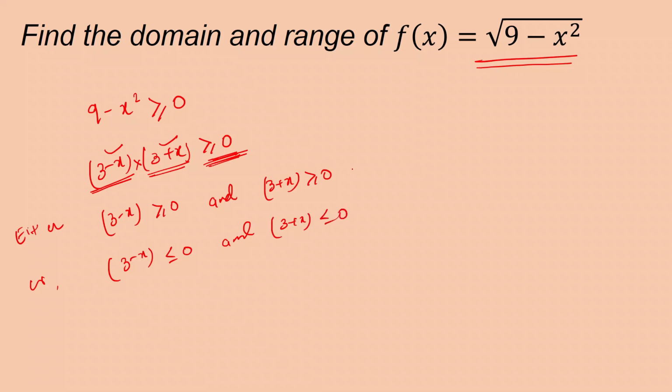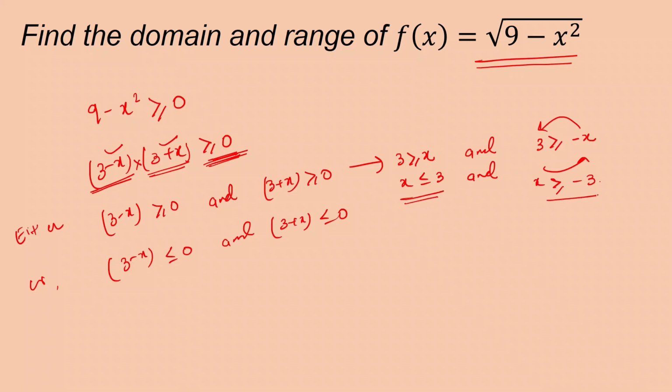Okay, so let's take this case first. So 3 minus x greater than or equal to 0 means 3 greater than or equal to x and 3 greater than or equal to minus x. That means x less than or equal to 3, and you take x to this side and 3 to the other side, so you get x greater than or equal to minus 3. So this says that x has to be less than or equal to 3 and greater than or equal to minus 3.